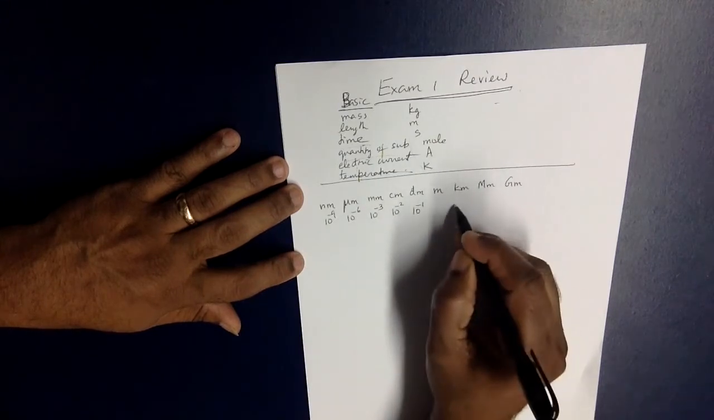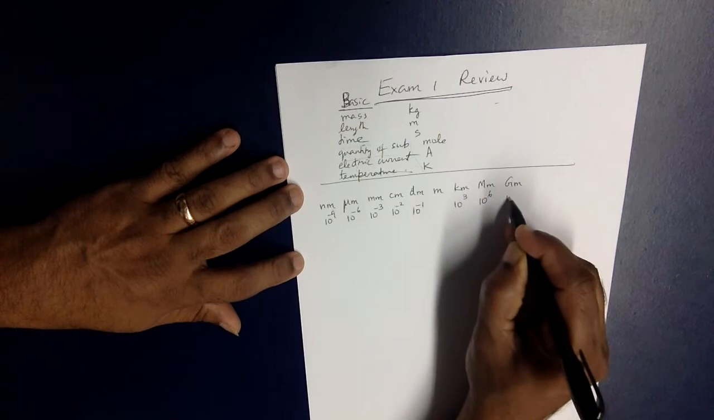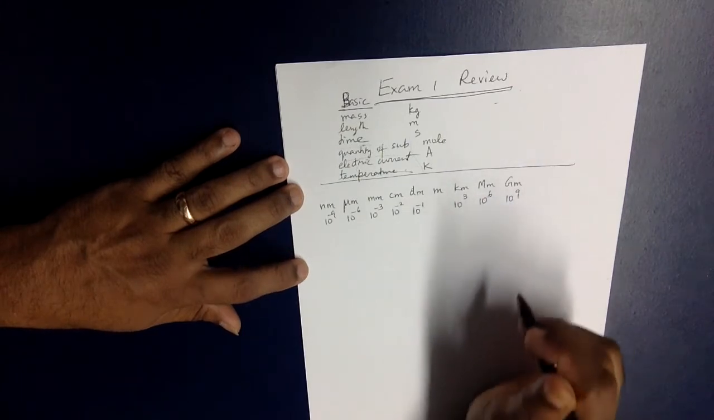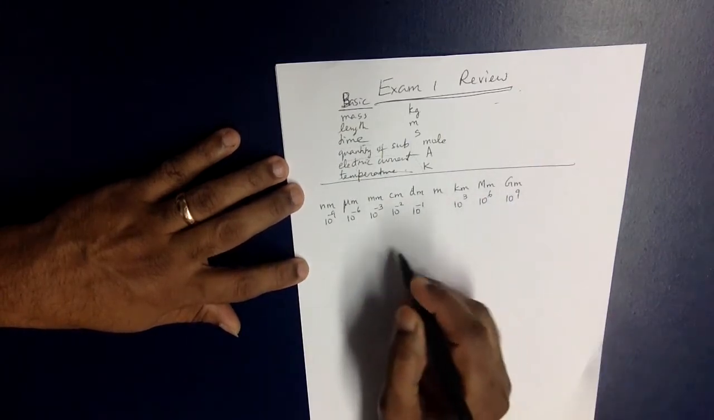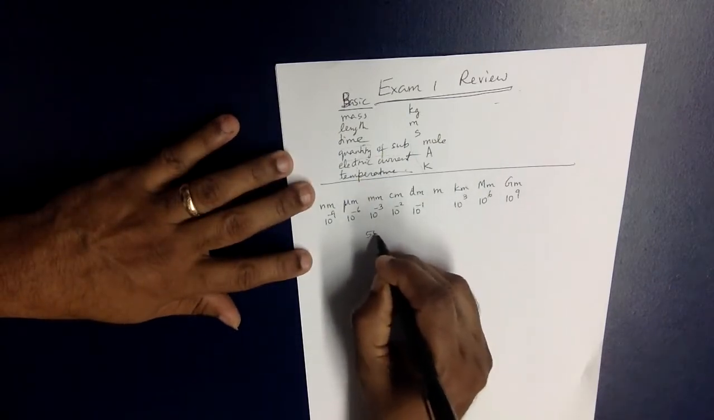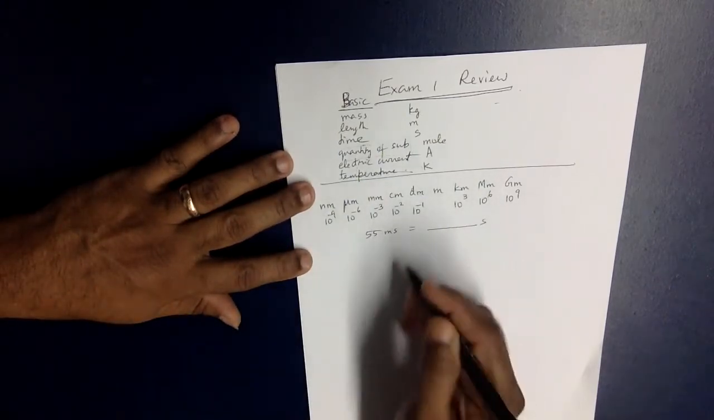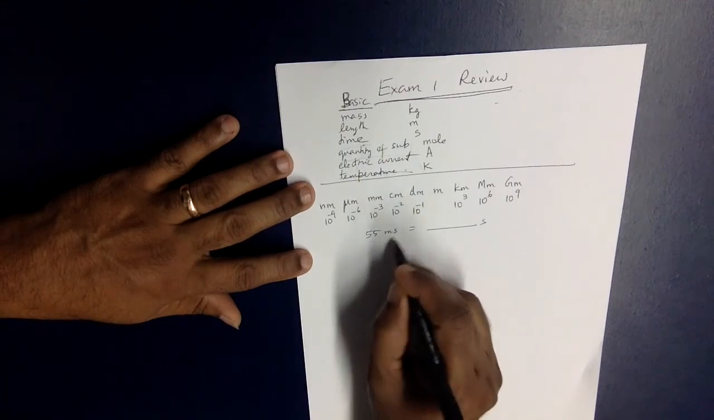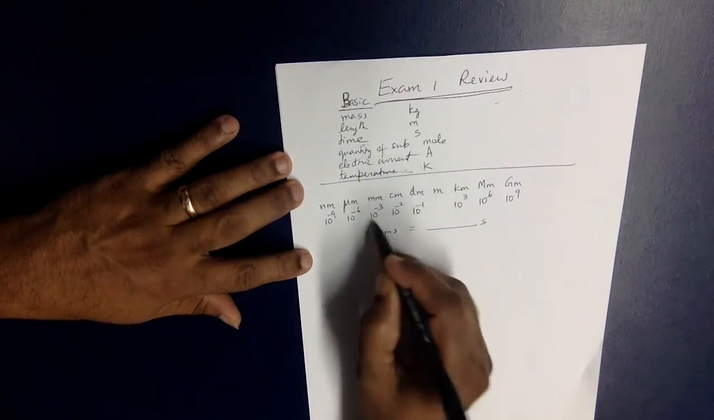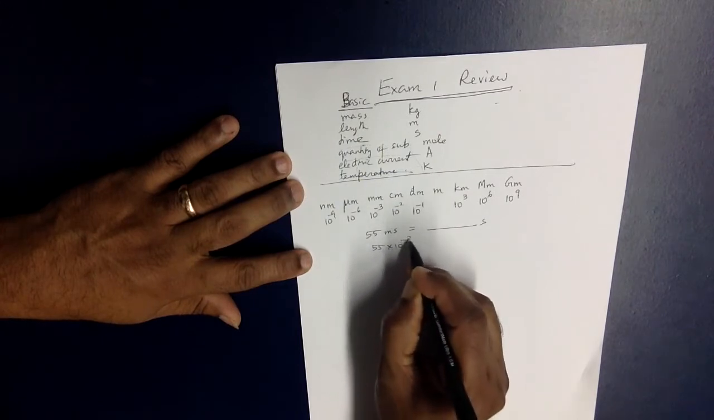And going the other way around, this is 10 power 3. This is 10 power 6. And this is 10 power 9. Okay. So if I ask you 55 milliseconds, how many seconds is that? So what you do is write the milli. Where is the milli? Milli is 10 power -3. So write 55 times 10 to the power of -3.